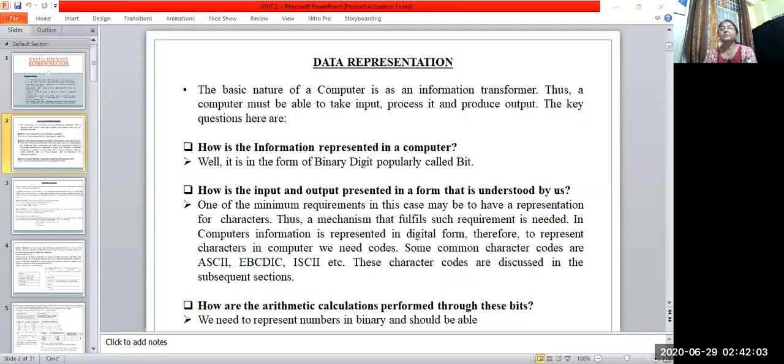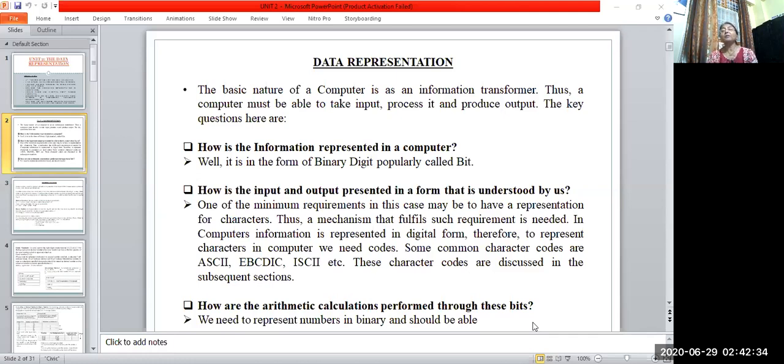Hello students, in this video lecture, I am going to explain to you about data representation. As we all know, a computer is a device which transfers information from one unit to another, from one part to another part, or from one place to another place. With the help of computer and network, we can transfer information.